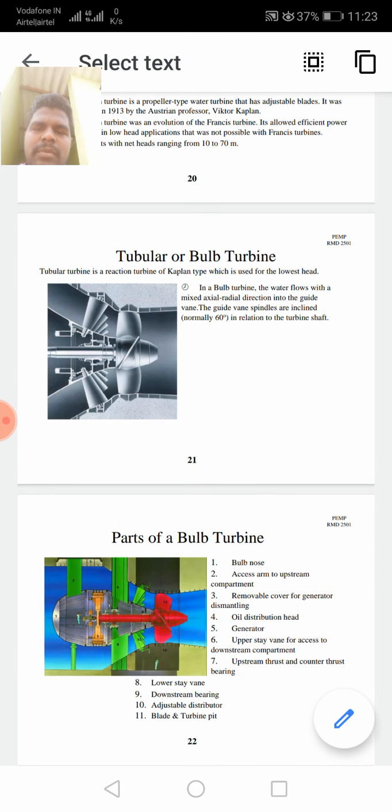Tubular or bulb turbine. The tubular turbine is a reaction turbine of Kaplan type which is used for the lowest heads. In a bulb turbine, the water flows with a mixed axial radial direction into the guide vane. The guide vane spindles are normally inclined at 60° in relation to the turbine shaft.